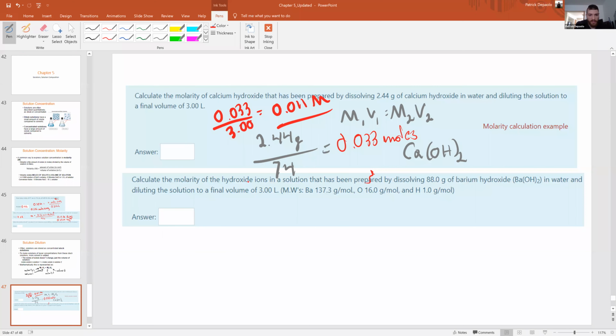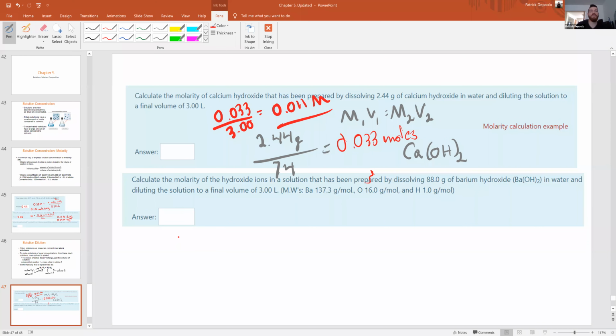This is another one. Calculate the molarity of hydroxide ions in a solution that's been prepared by dissolving 88. So you'd find the moles again, divide it by the liters, and you get your answer. I'm an idiot. When I was making these slides, I was like, oh, it says diluting. It must be a diluting problem. So it wasn't though. But let's do another, I'll make one up.